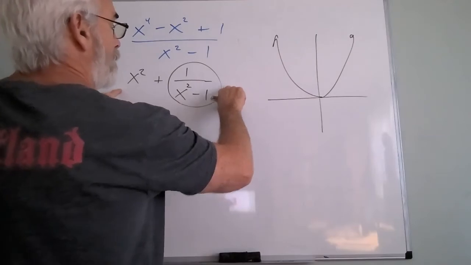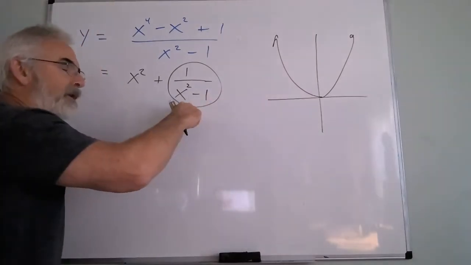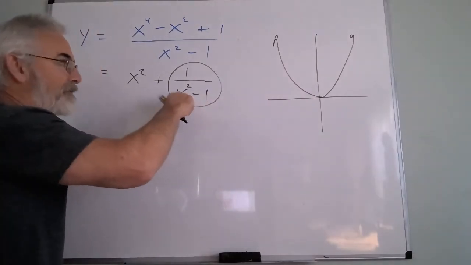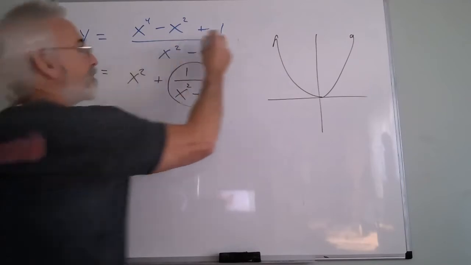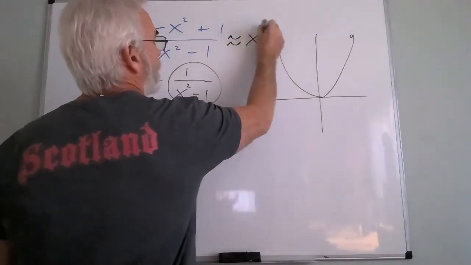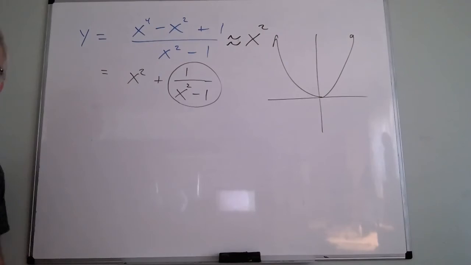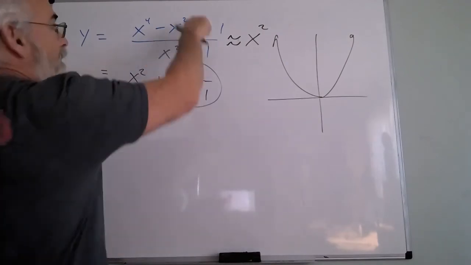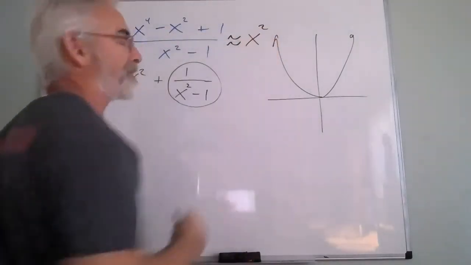And as x gets bigger and bigger and bigger, the contribution of this part becomes negligible. So my graph basically starts looking more and more like this, which means this thing here, that's the correct mathematical interpretation. This function is asymptotic to this function.